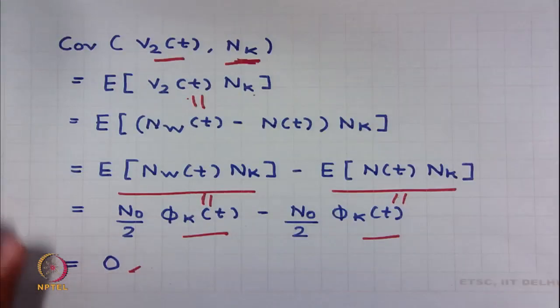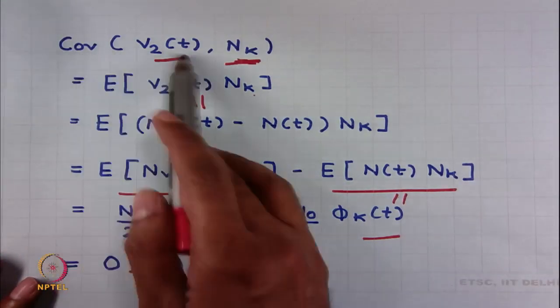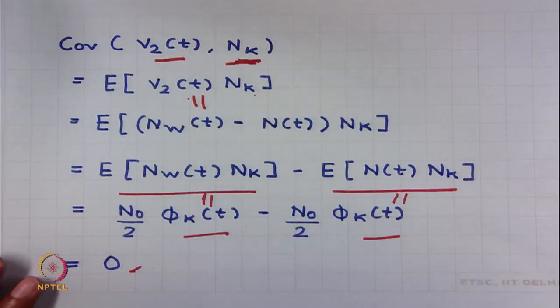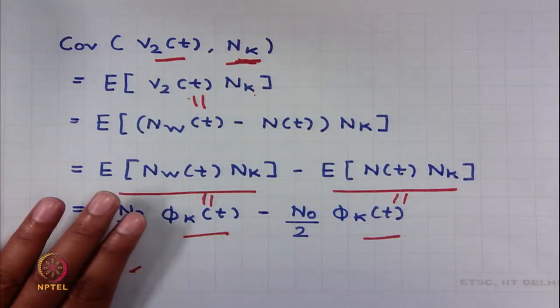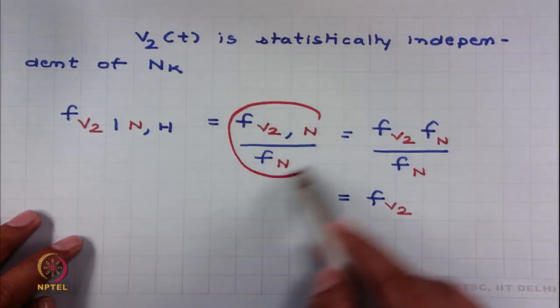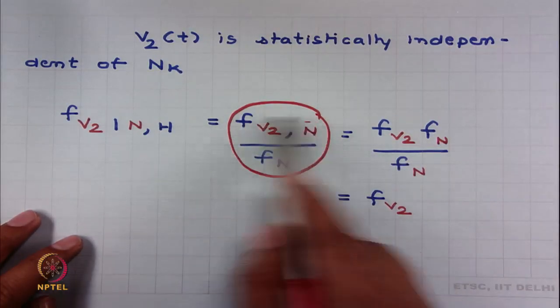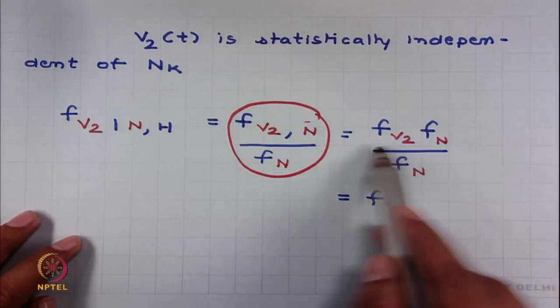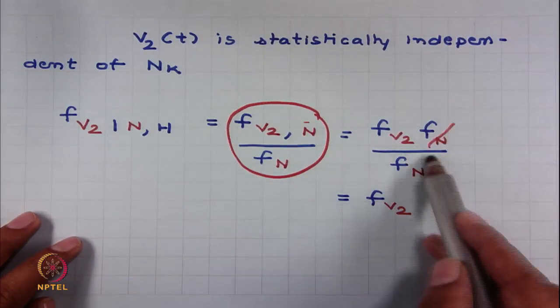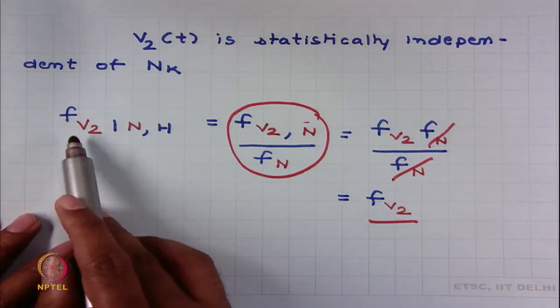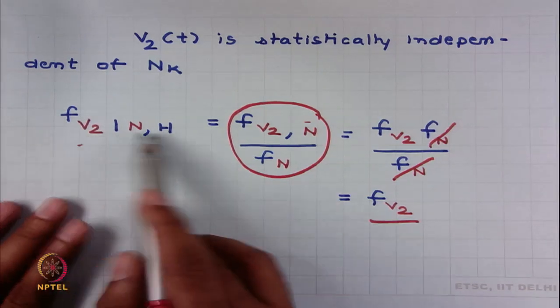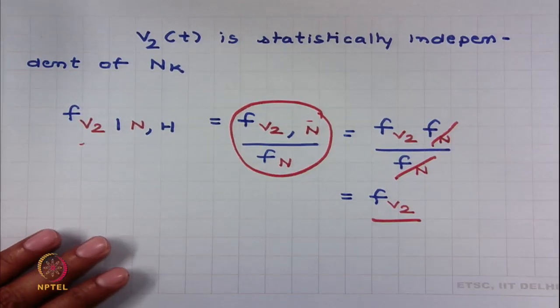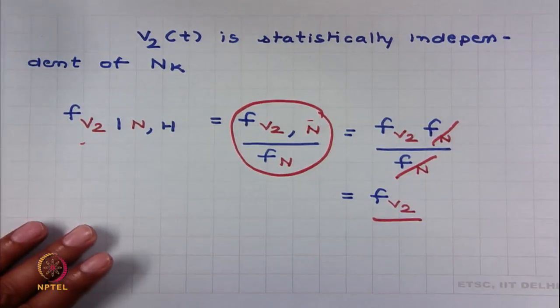So, now you can believe me that the covariance of these two quantities is 0, hence these two things are statistically independent. Once these are statistically independent, this is the same as this. So, you can write the joint PDF in terms of a multiplication of marginal PDFs, and this cancels with this, and you get that the conditional PDF of V2 given n and h is simply the PDF of V2.